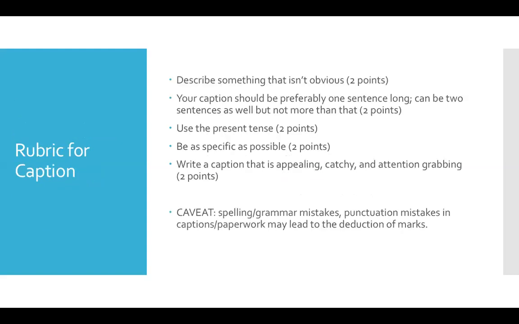All right, so this is the rubric for caption. Like I said, each of your pictures should have a caption. These are 5 points that I would like you to follow in your captions, and each of these points is worth 2 marks. Number 1 is describe something that isn't obvious. Number 2, your caption should be preferably 1 sentence long. It can be 2 sentences as well, but not more than that. Number 3, use the present tense. Number 4, be as specific as possible. And 5th and last is write a caption that is appealing, catchy, and attention grabbing.